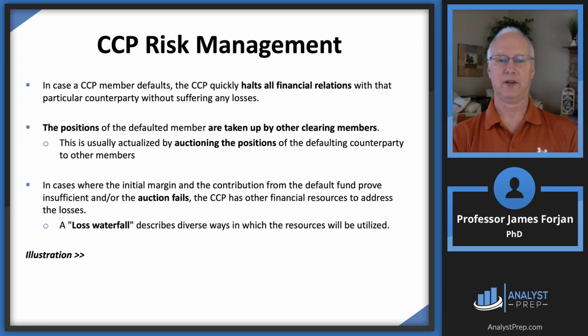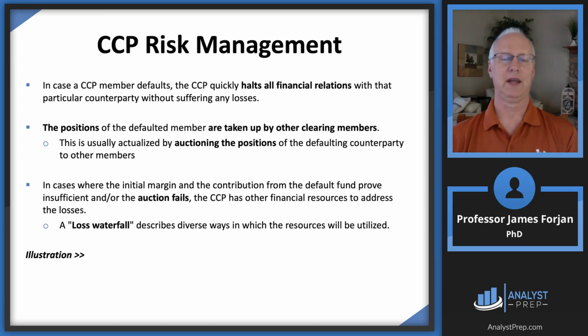So the positions of the defaulted member are taken up by the other clearing members, right? We have some maybe defaulting transactions and maybe some non-defaulting transactions. The CCP makes an announcement and says something like, all right, Jim's defaulting up there and he has these 100 positions. Who wants in? If I have a position that is in the money, you might be willing to pay for that. But if I have the defaulting position that's way out of the money, maybe you'll be willing to pay 10 cents or 20 cents on the dollar.